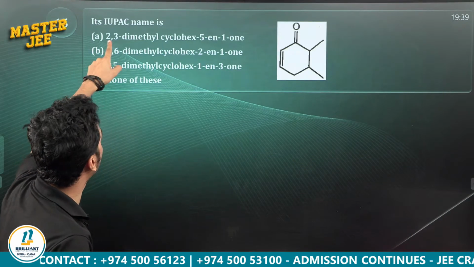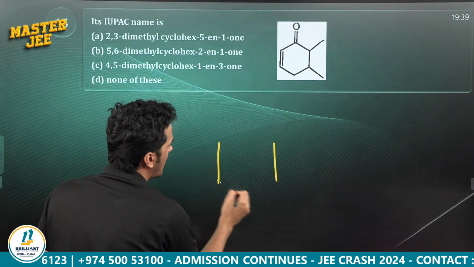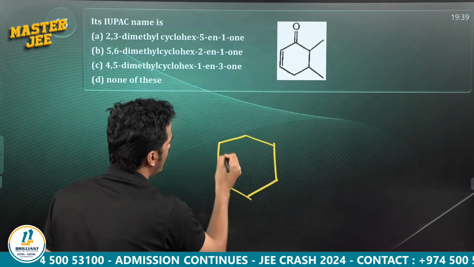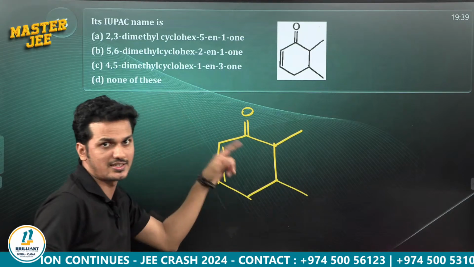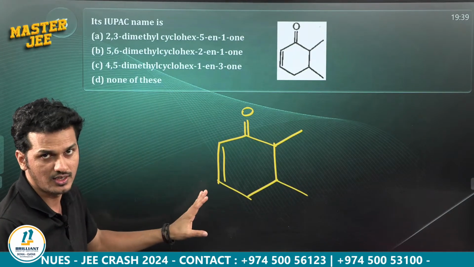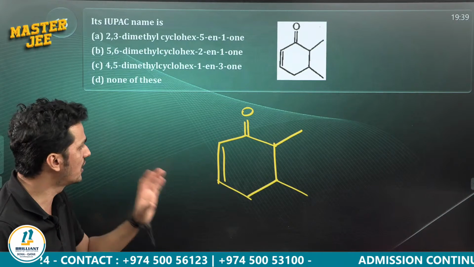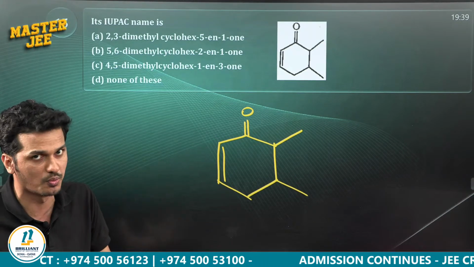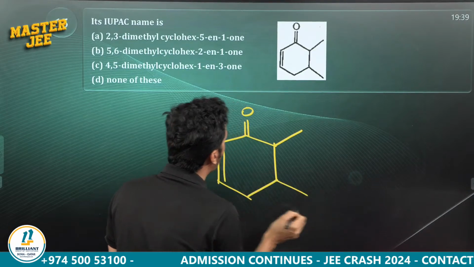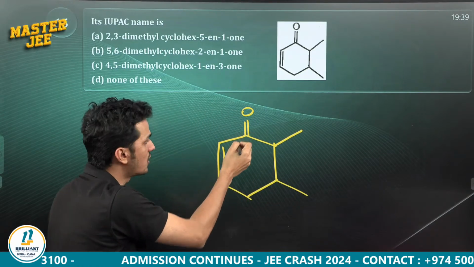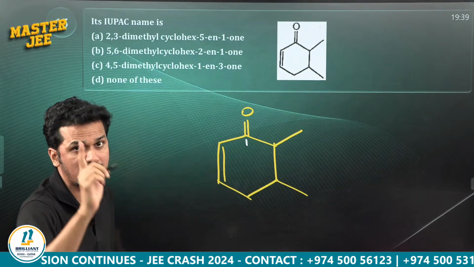This is the question: the IUPAC name of this compound. They gave one compound to you and they are asking only for its IUPAC name. This is the compound. In the case of a ring, it's not a benzene ring, it's a normal ring. So while we are numbering, we have to give the highest priority to the functional group. Which is the functional group here? The functional group is C double bond O, so that is a ketone group. To that we have to give the highest priority, that is 1.